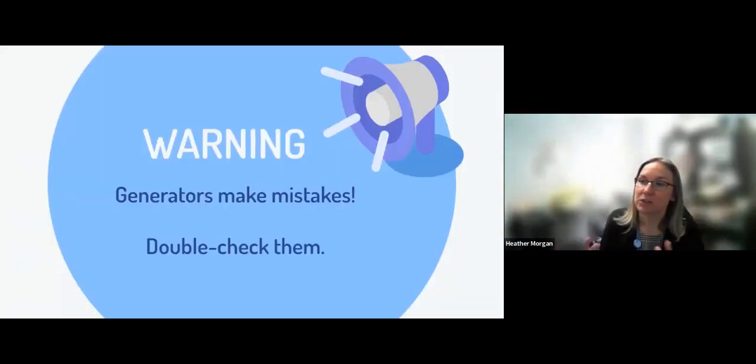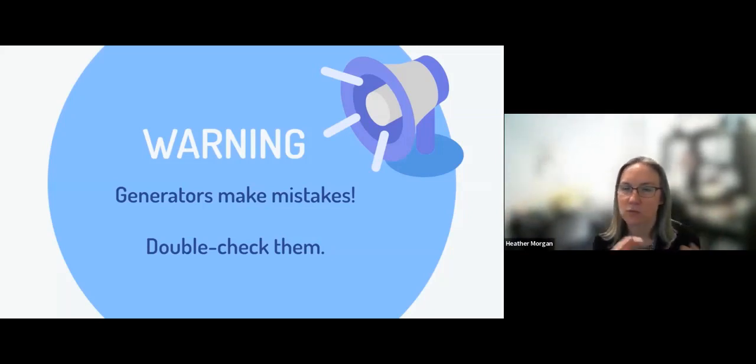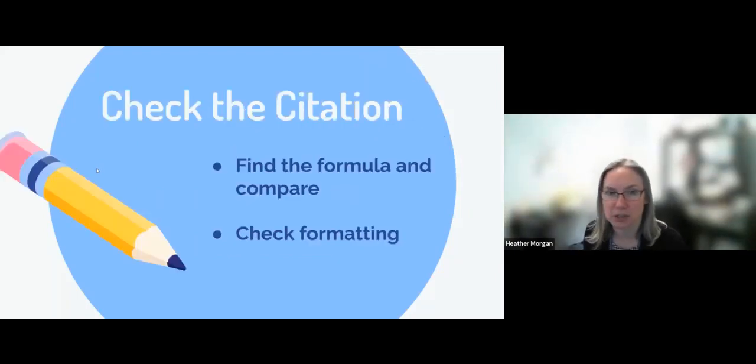Now that we've talked about the citation generators and how you then compile them as a references page or a works cited page, please remember that generators make mistakes. So you have to double check them. A lot of times we tell you this, but we don't necessarily tell you how to do it. So I'm going to show you how I would check some citations.